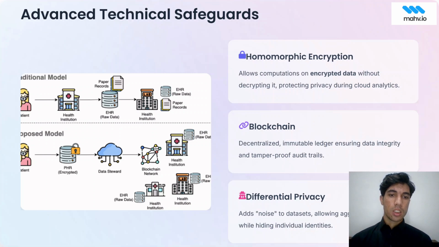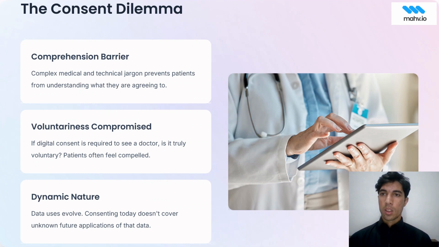And there is differential privacy, which is basically to add mathematical noise to datasets, allowing aggregate analysis while hiding individual identities that can be used to trace back to the individuals.